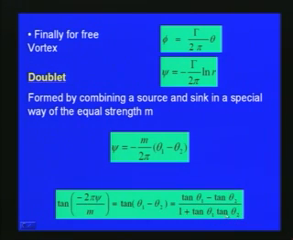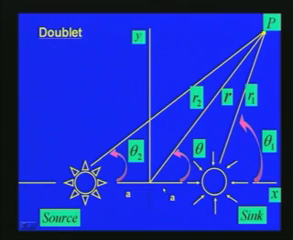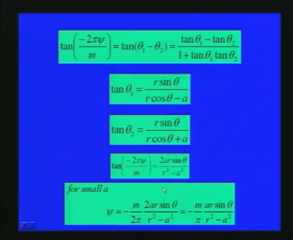Here theta 1, theta 2 and theta are defined with respect to the figure. Now with respect to this previous figure, tan of minus 2 pi psi divided by m is equal to tan of (theta 1 minus theta 2), and when we expand this, that is equal to (tan theta 1 minus tan theta 2) divided by (1 plus tan theta 1 tan theta 2).